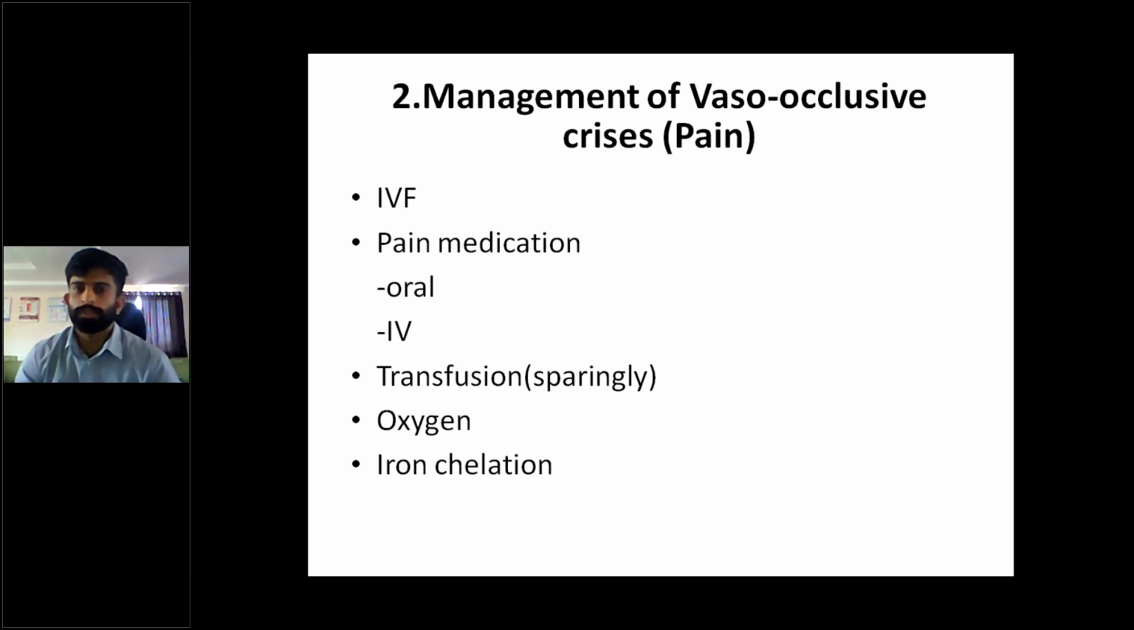So transfusion is used sparingly because it's not necessary in all types of vaso-occlusive crisis. But we'll discuss in the next few slides what sort of complications require transfusions. Next one is oxygen supplementation, because you don't want the patient to go into hypoxemia. And then iron chelation. If there is any excess iron that is causing this vaso-occlusive crisis, you can go for iron chelation also.